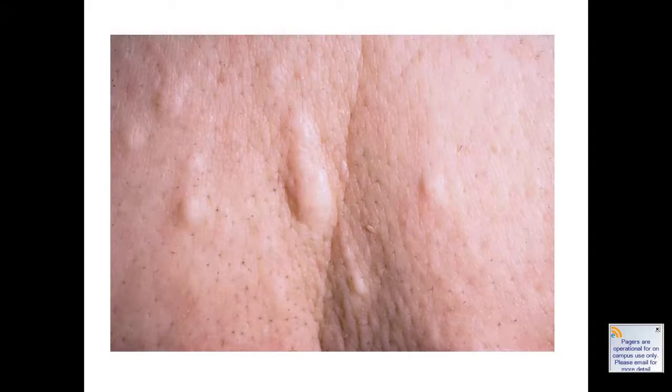Some flesh-colored papules. So, some flesh-colored papules. Anything else about them morphologically? Do they ablate the follicular orifices, or are the follicular orifices preserved within the papule? They're preserved, which is a little unusual, right?